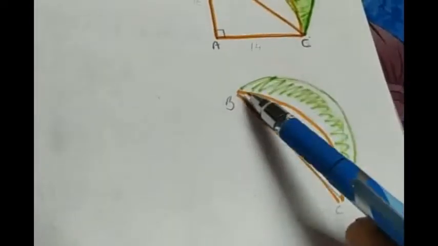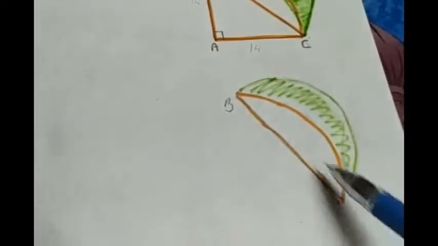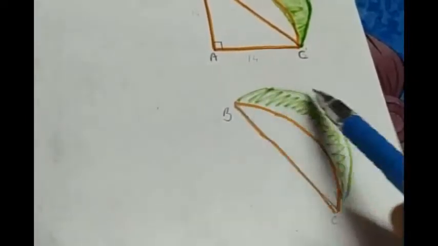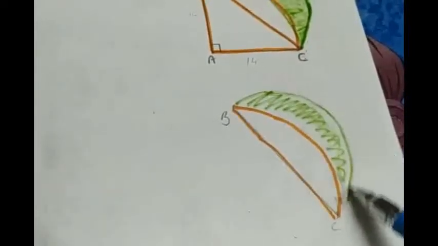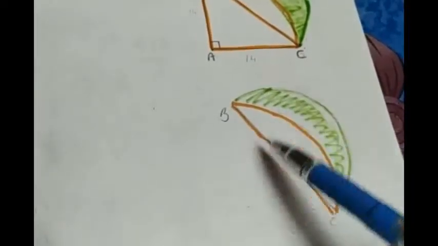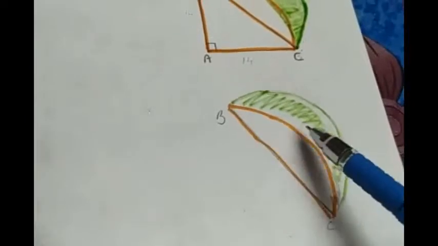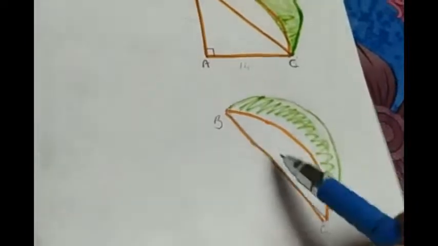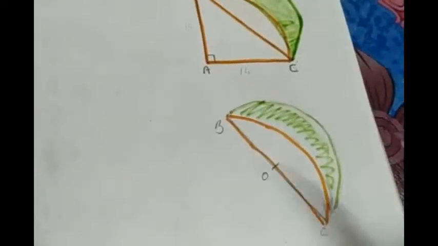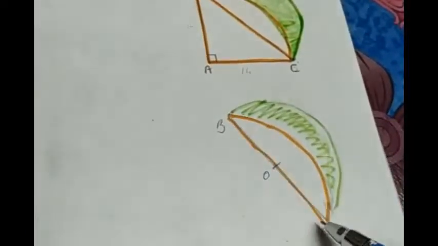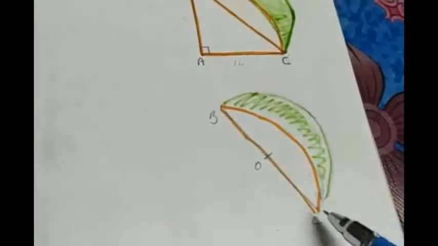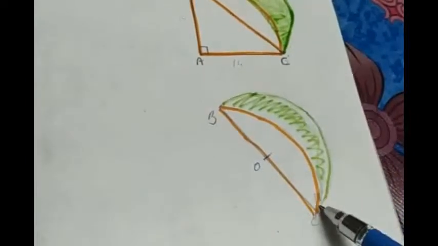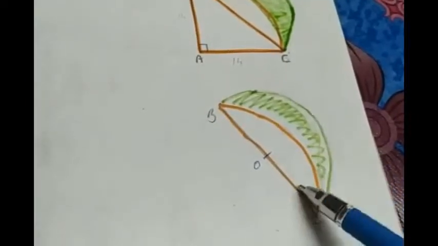That is actually the full portion. This portion is a semicircle because BC is the diameter. With BC as diameter, we are drawing a semicircle. So, if BC is the diameter, the full drawn figure is a semicircle. If I take the middle point as O, OB is a radius and OC is another radius. The bigger circle is drawn with BC as diameter, that means the full figure is a semicircle.